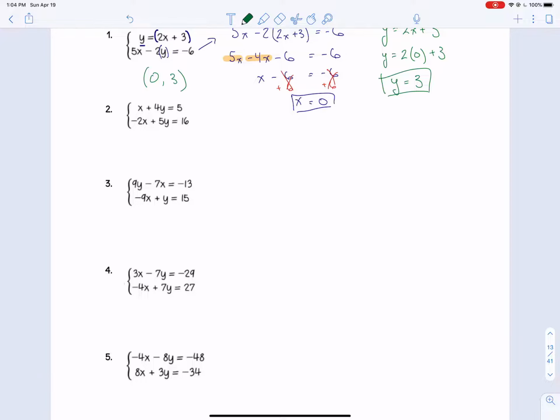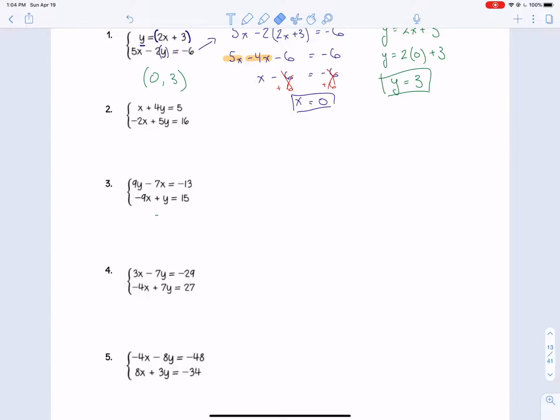number 3. Okay, so number 3. So this time there's no y equals or x equals, so I'm going to use elimination. But look carefully at these two equations. We see that the x and the y are not lined up with the same variable. So don't just add those together, because that would be a very easy mistake to make. Make sure they're all lined up.